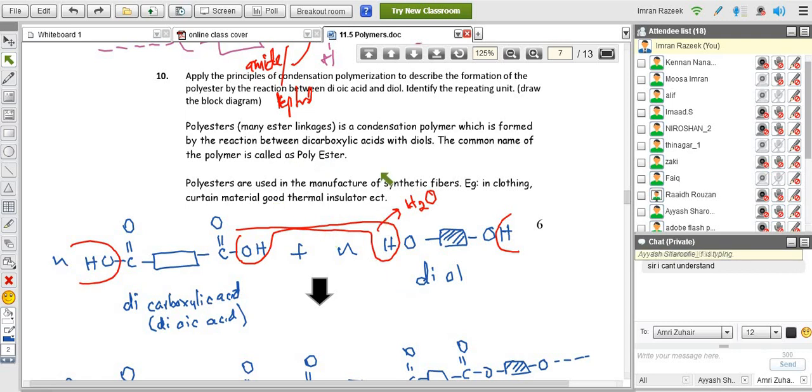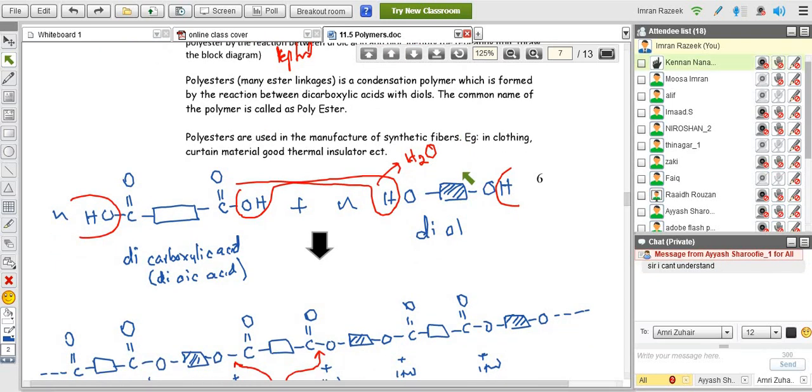Polyesters, many ester linkages, is the condensation polymer which is formed by the reaction between dicarboxylic acid and diol. The common name of the polymer is called the polyester. Polyesters are used in the manufacture of synthetic fibers in clothing, curtain material, and it's a good thermal insulator. You can copy the structure now, and while copying, if you have other questions, you can forward.